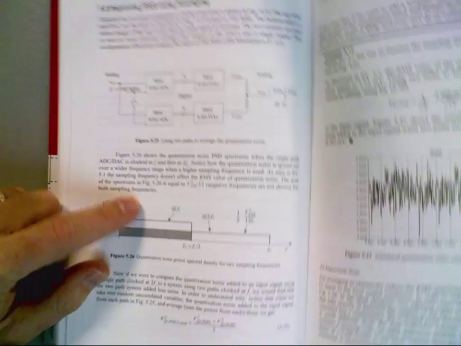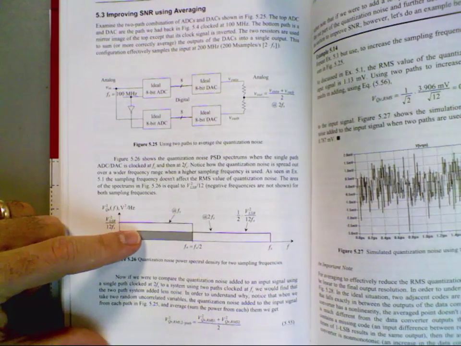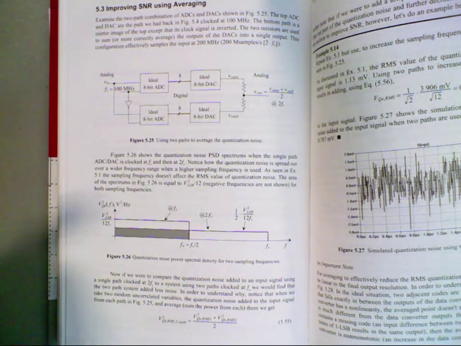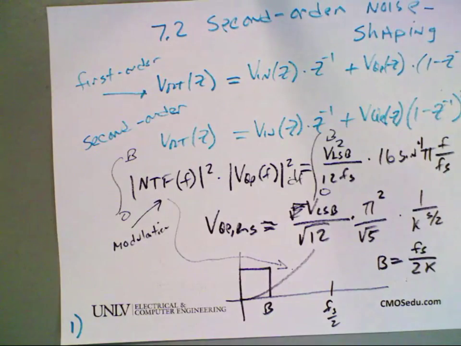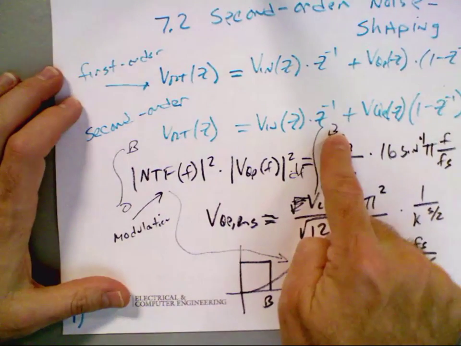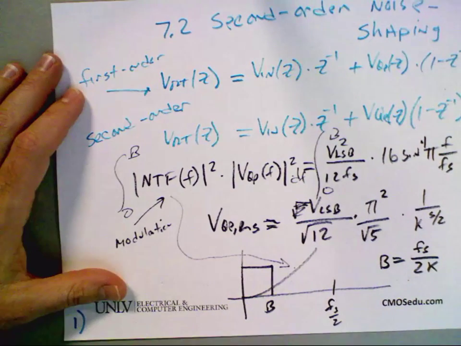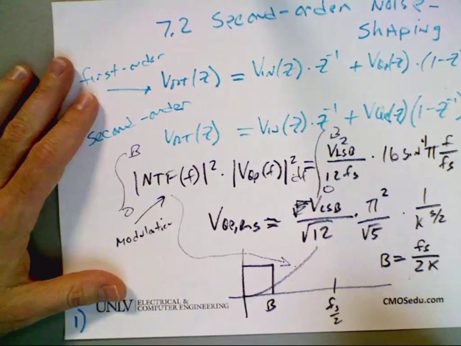Yeah, because this is a Nyquist rate converter. It's not an oversampling or noise shaping converter. So with the noise shaping converter, if you integrate all the way out to FS over 2, the noise is huge and it's not useful.